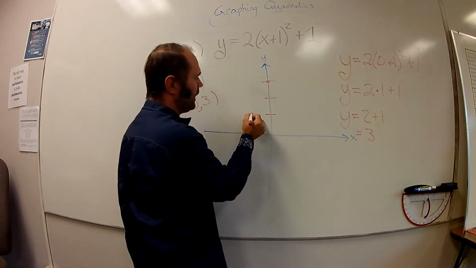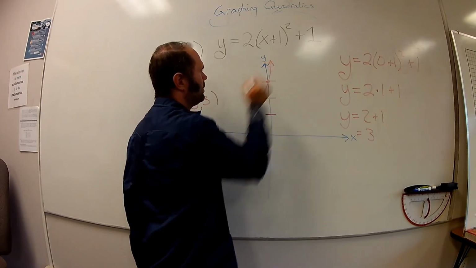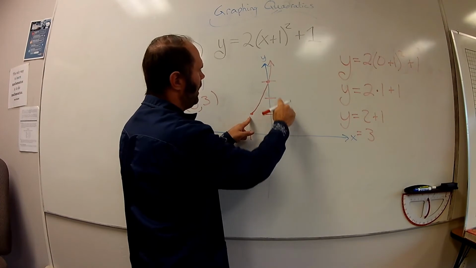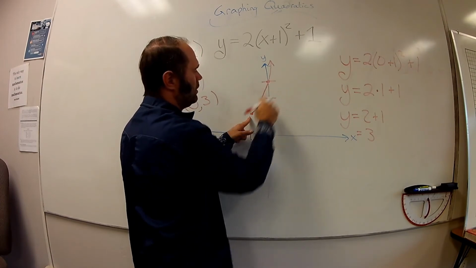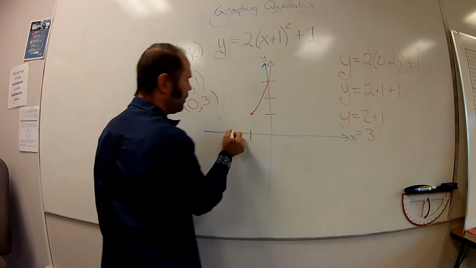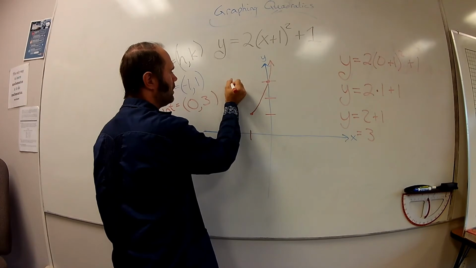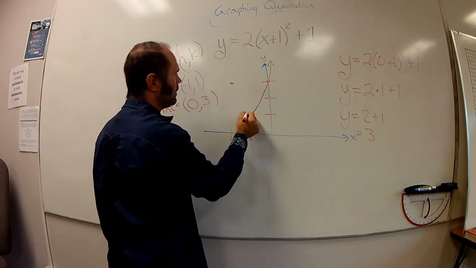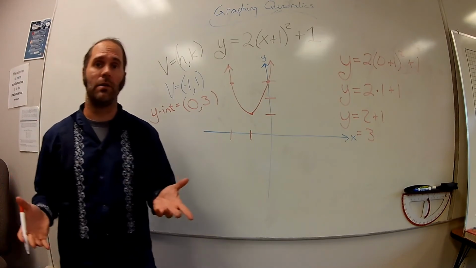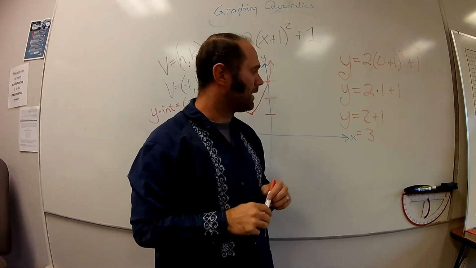So this is the vertex. This is the lowest point, and it's moving up. We went over 1, up 2. From this point to this point, we went over 1, up 2. So we want to go over 1 the opposite way. Over 1, up 2. And there's our parabola, and we are done. So that is as much as you have to do for these problems.